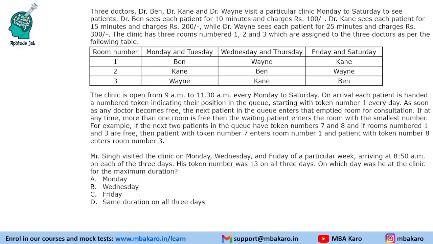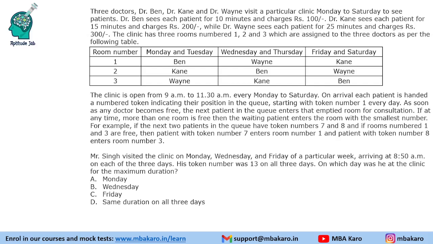Next question. Mr. Singh visited the clinic on Monday, Wednesday and Friday of a particular week, arriving at 8:50 a.m. on each of the 3 days. His token number was 13 on all days. On which day was he at the clinic for the maximum duration?